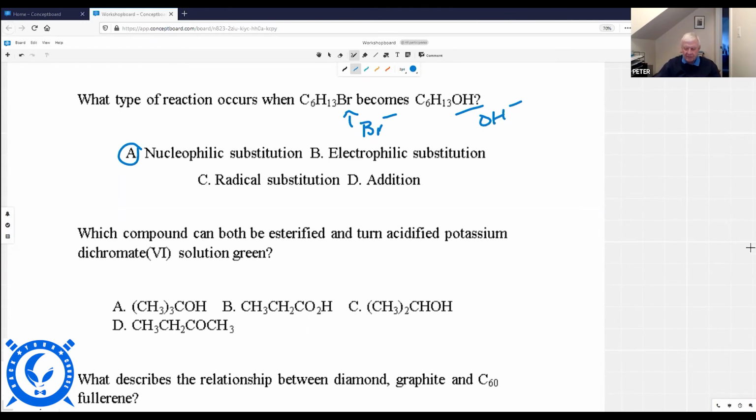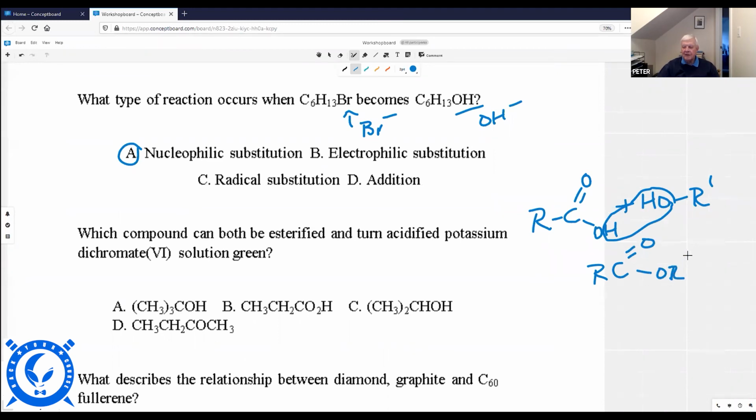To be esterified means it undergoes reactions to form esters. And the ester reaction involves a carboxylic acid combining with an alcohol, which I'll just represent this way. So R and R prime are just different organic groups. And the net reaction is that they combine to split out water to form R, C double bond O, OR prime, plus H2O. So therefore, in order to be esterified, it has to be an alcohol.